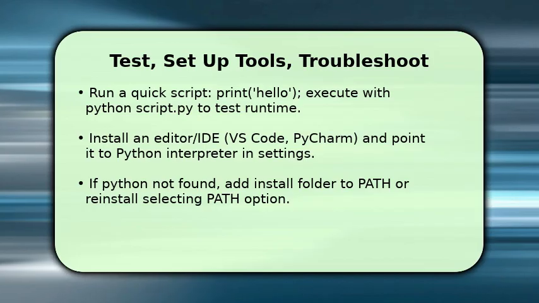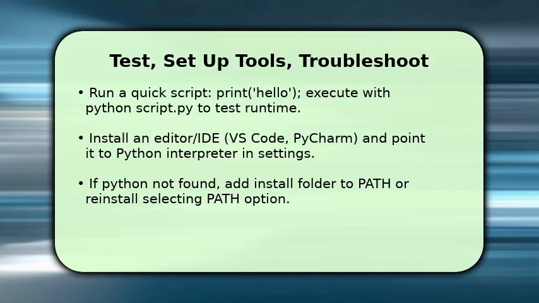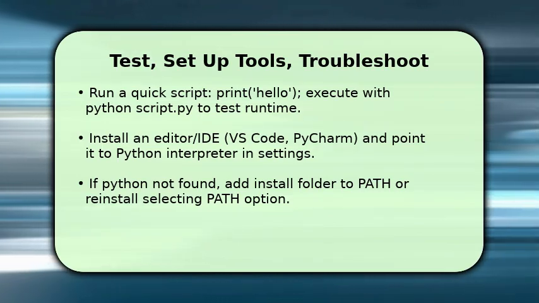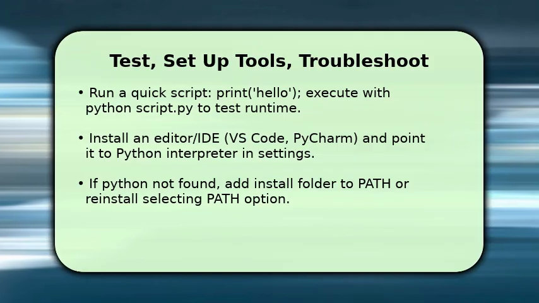Next, install an editor like VS Code or PyCharm and set the interpreter path to the Python you installed, because tooling speeds up coding immediately. If something goes wrong and the terminal says python not found, open your PATH environment variable and add the Python install folder, or rerun the installer and select Add Python to PATH to fix it.